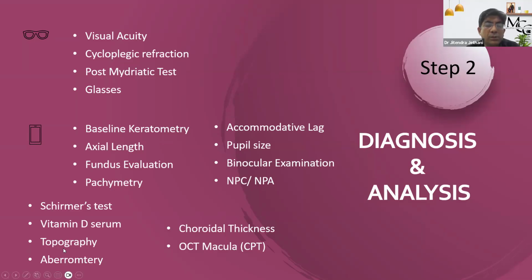Okay. So topography, I normally try to do topography in almost all the patients because I feel that we should not be missing out on even subtle lesions. Aberrometry, not really routinely. Choroidal thickness, if you have the machine, you should go ahead and do it. And OCT macula, I do it, but it's not really mandatory for a myopia clinic or a myopia therapy to start this. So if there are no questions on this, I will move on to the next slide.